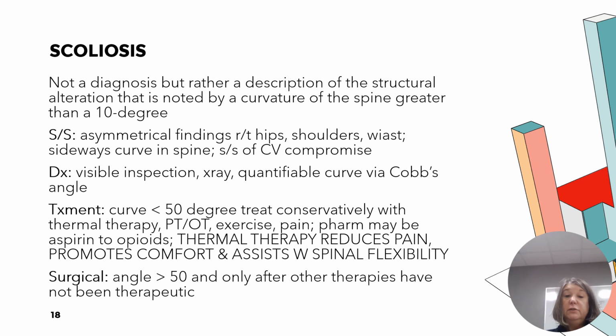Surgical interventions, when that spinal angle is greater than 50 degrees, and they only go to that after conservative treatment has shown to be ineffective. So they use spinal fusion or spinal instrumentation. So the instrumentation, rods, screws, all of that thing.